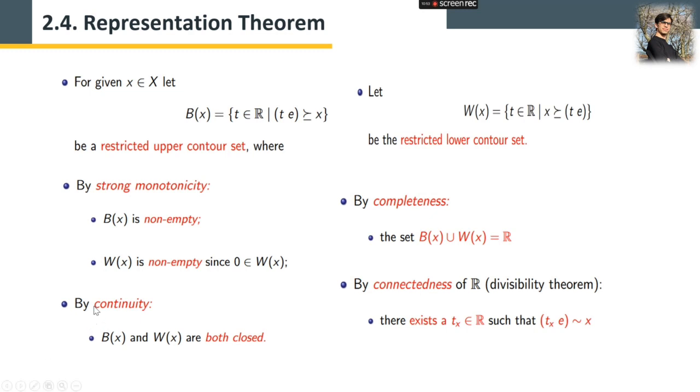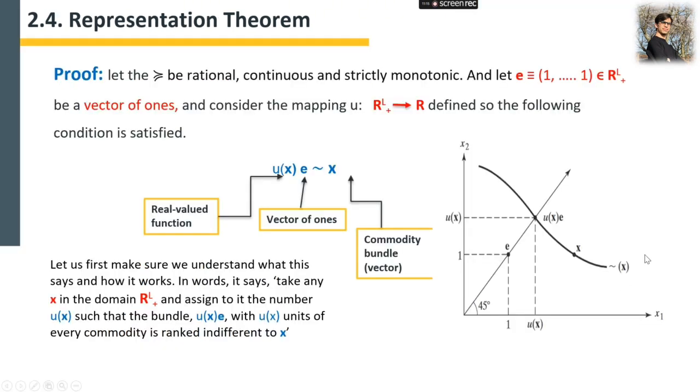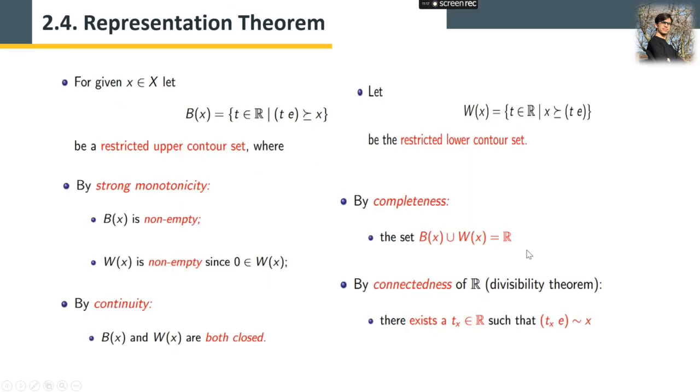Also, by the axiom of continuity, the upper contour set and the lower contour set are both closed. The boundary is also contained in these sets. And by completeness, the union of the upper contour set with the lower contour set is equal to the real numbers. The lower contour set takes any value lower than the curve where x is located, and the upper contour set takes any value above x. If we combine both of them, it should be equal to the real numbers.